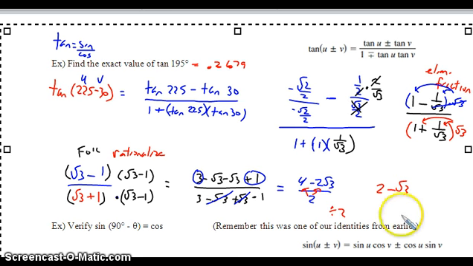Now remember at the very beginning of this problem we went through and we said that it equals this decimal. Well, let's type 2 minus the square root of 3 in our calculator. 2 minus the square root of 3 gives me 0.2679, same decimal, so I know my answer is correct.